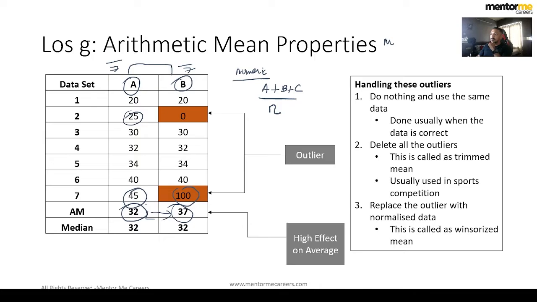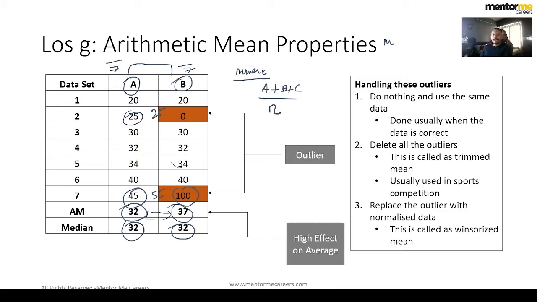Because you can see out here that 45 and 100, so there's a difference of 55 out here, and there's a difference of 25. So your numerator is changing big time, but your denominator is the same. Hence, the arithmetic mean gets affected big time, right? But look at the median: it has no effect of outliers. So that's something to understand.